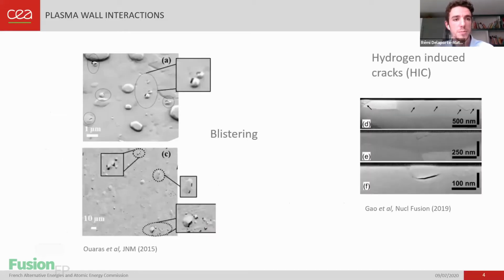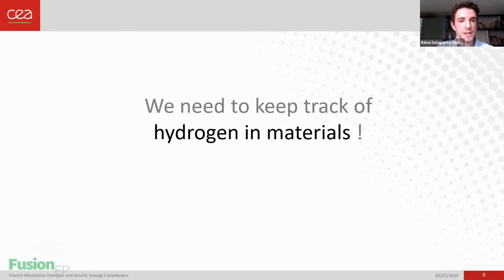From a material point of view, plasma wall interaction could lead to blistering at the surface. So you can see these tiny bubbles here. But more importantly, to hydrogen-induced cracks. So you can see here a crack induced by hydrogen implantation, which will obviously reduce the component's lifetime, which is not, again, something that we would like in our tokamaks. So I hope I've convinced you guys that we need to keep track of hydrogen in materials.